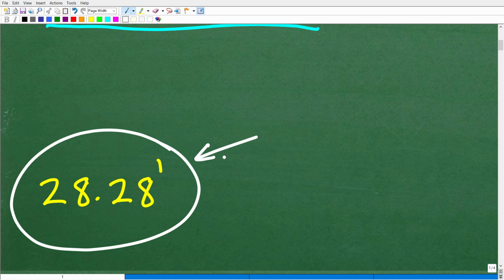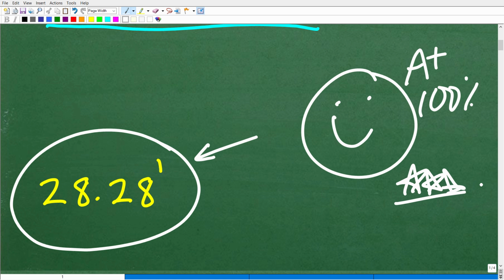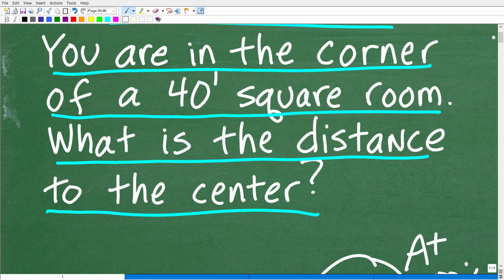Now, if you have another decimal, but you're pretty close to this answer, I'm going to assume you did this correctly, and we have to celebrate by giving you a nice little happy face and an A plus, 100%, and multiple stars so you can brag to your friends and family that indeed you are a certified professional expert in the area of solving right triangle word problems. I'm sorry, this is a right angle, but really this is a right triangle word problem.